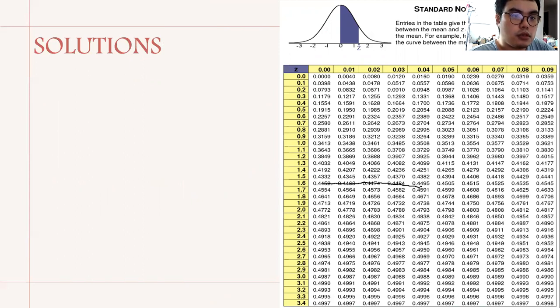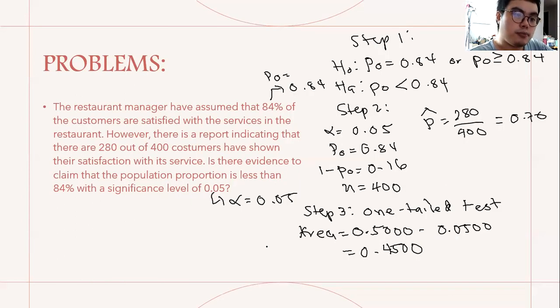Safely speaking, this is closest to 0.4500, so from the Z table the critical value is 1.65, or we can indicate 1.645 since the gap between 1.64 and 1.65 is equal. So this is 1.645. However, since this is a less-than test, it is negative.